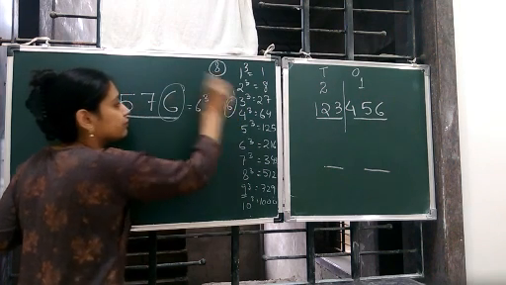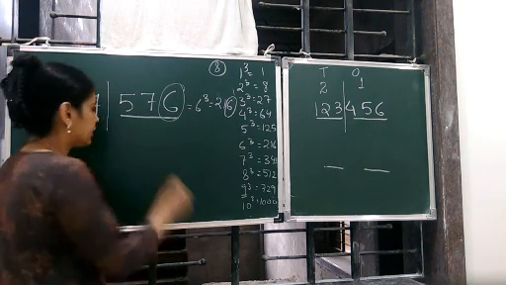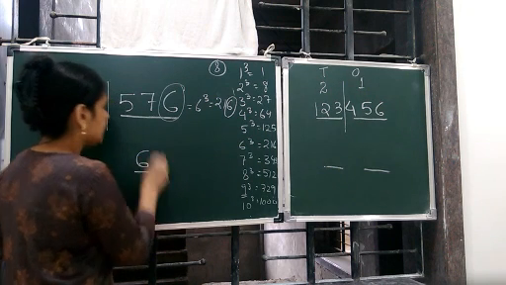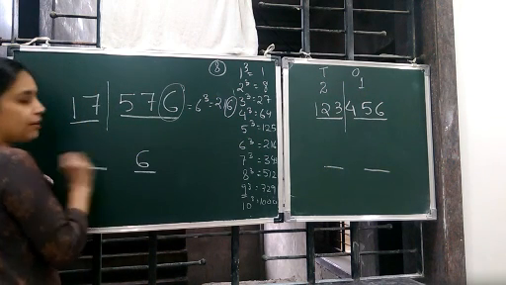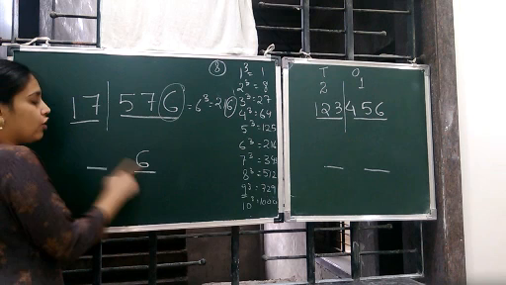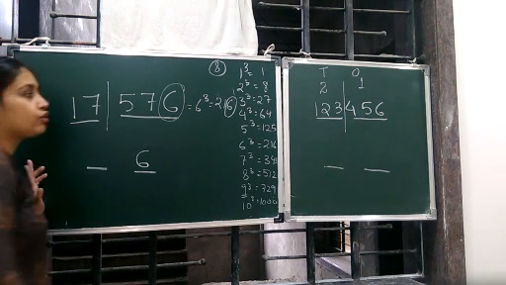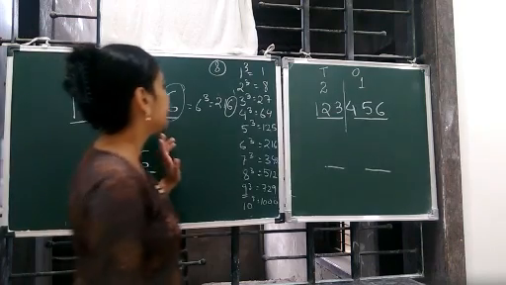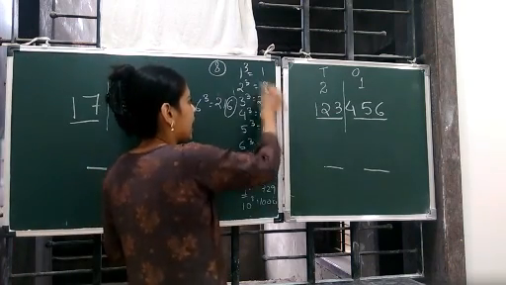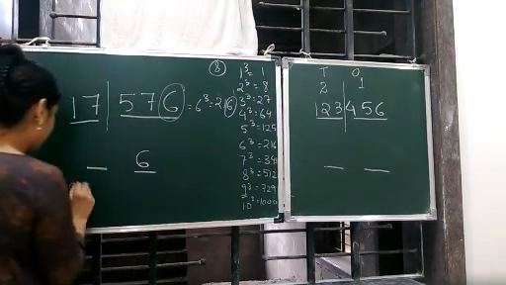Who is in the units place? 6. So 6 is your answer. 2 groups, so we have 2 numbers as answer. One number we got, the other number we have to find. Now you have to check 17 comes in between which two perfect cubes. 17 comes in between 8 and 27.